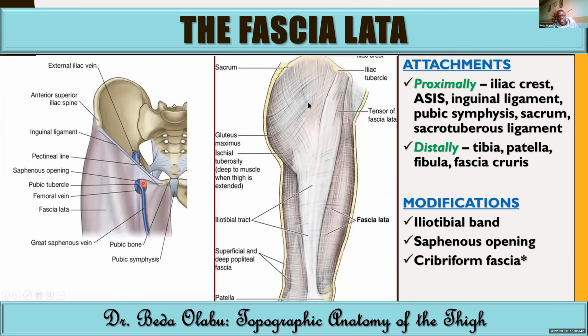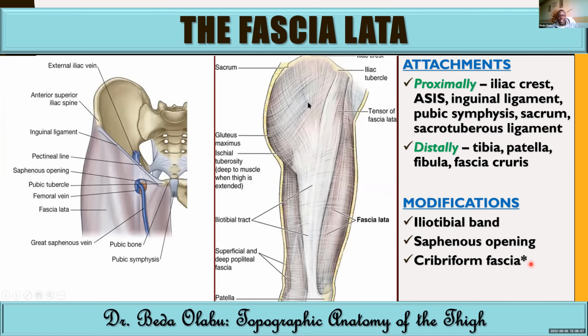the superficial fascia that will be covering that space over the saphenous opening will appear to be penetrated by a number of structures. That superficial fascia that covers the saphenous opening is sometimes called the cribriform fascia. It's actually called the cribriform fascia.